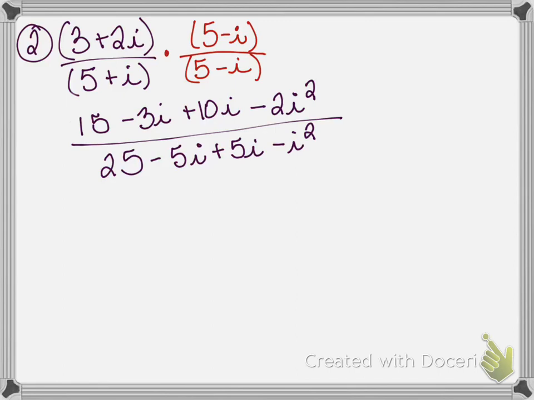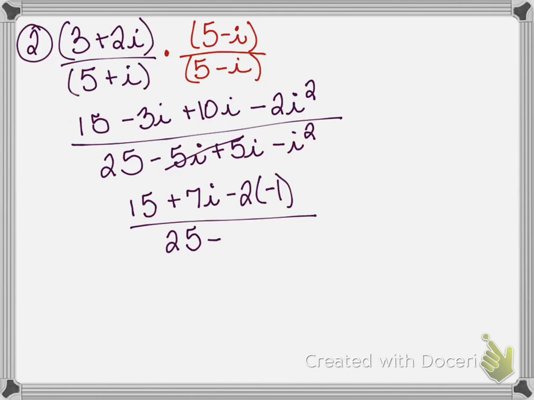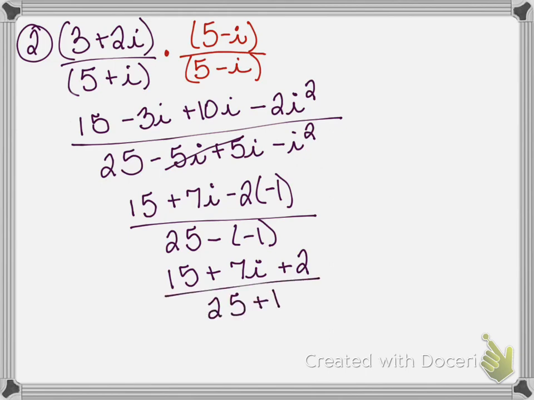Okay? I'm going to simplify. So in my numerator, I have 15 plus 7i minus 2. What is i squared? Negative 1. Students forget to put that negative 1 in for i squared. Okay, in the denominator, our 5i and negative 5i cancel. So I'm left with 25 minus negative 1, because i squared is negative 1. So my next step, I have 15 plus 7i. Negative 2 times negative 1 is plus 2. In the denominator, I'm left with 25 plus 1.